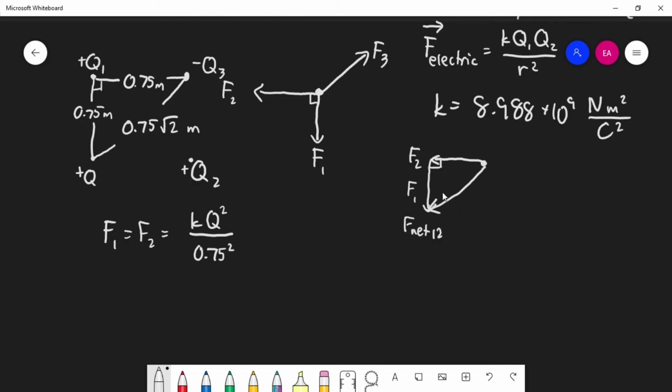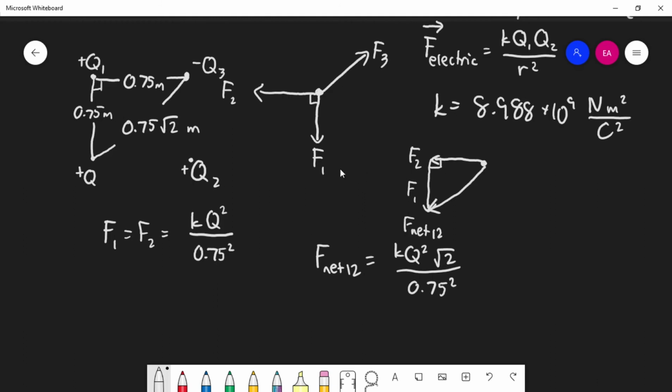So F net 1, 2 would be equal to, just use the Pythagorean Theorem again. I'm just going to compute it already. So this becomes kQ squared, square root of 2 over 0.75 squared. Again, we will be computing all radicals at the end.